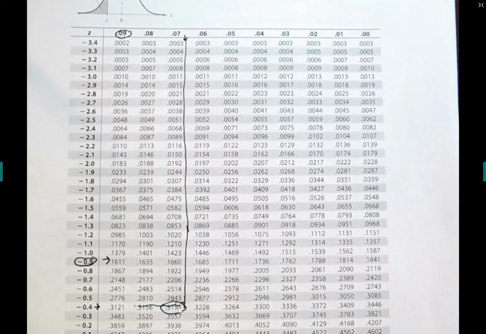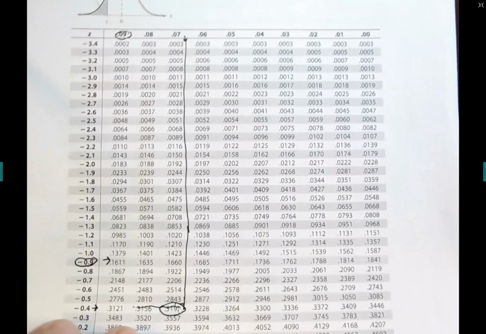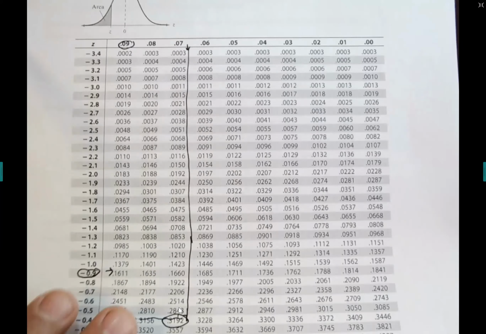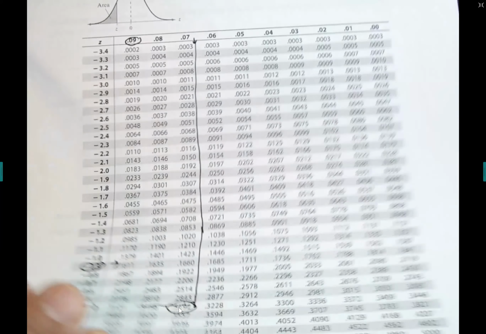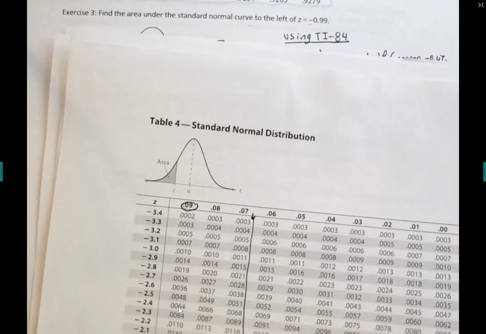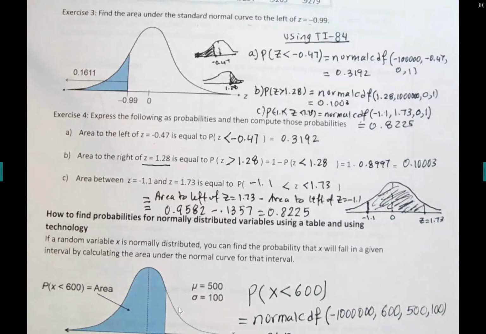What would be the area to the right? Let's see the next one. To the right of z equal 1.28. So let me show you the other table. Positive values now.